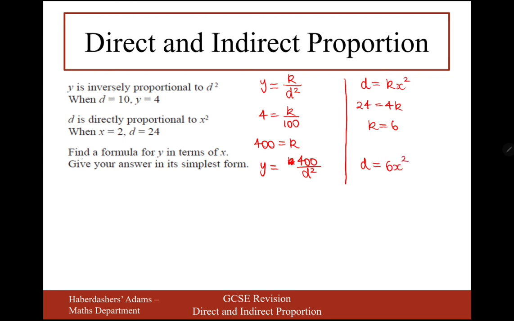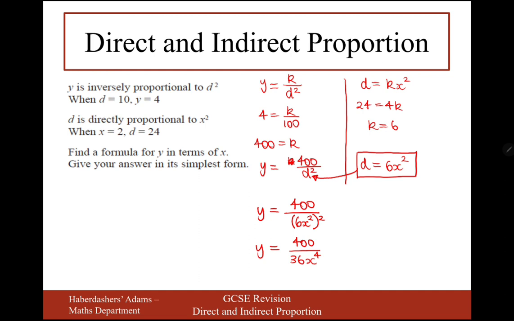So now what we need to do is write a formula for y in terms of x. So what I'm now going to do is substitute d into the y equation here. So it's going to become y equals 400 over, and instead of writing d squared, I'm now going to write 6x squared. And that will need squaring because d is being squared. So it's going to be a squared like that. We then need to expand the brackets, 400 over 36x to the power of 4.